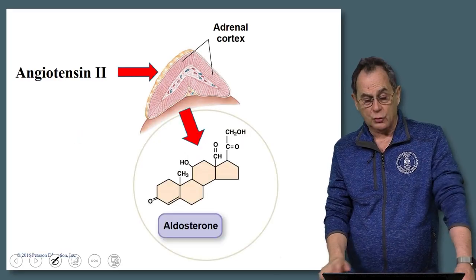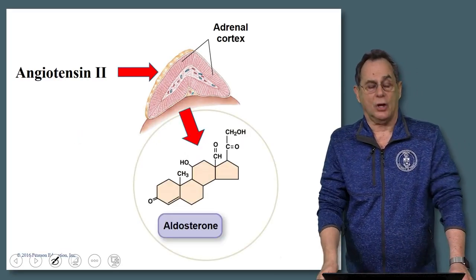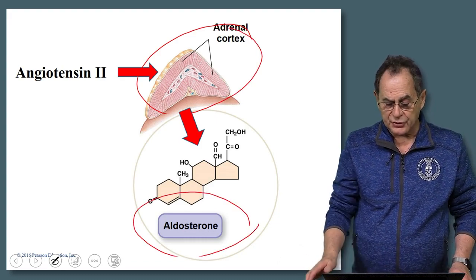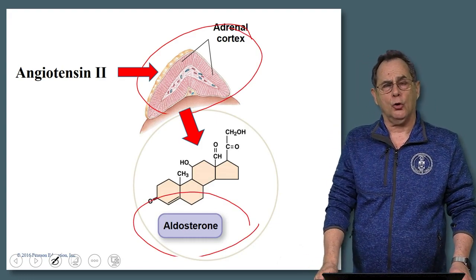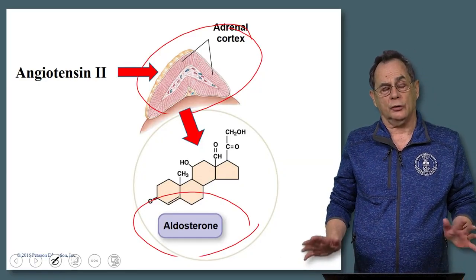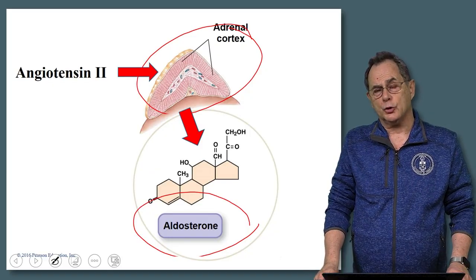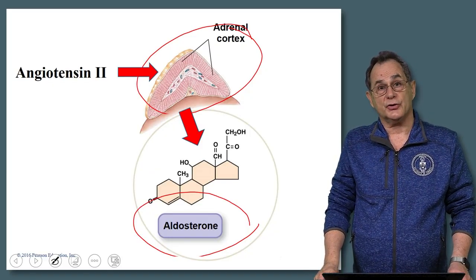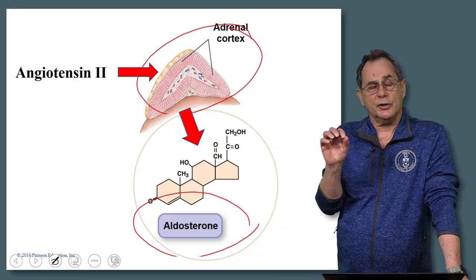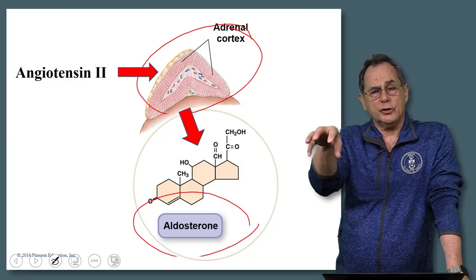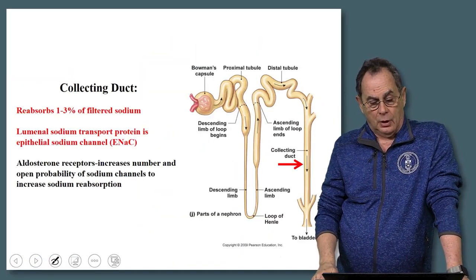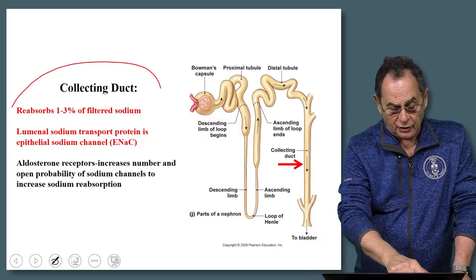Now, angiotensin II has another effect, and this effect is on the adrenal cortex, and it leads to the synthesis and release of a steroid hormone called aldosterone. Now, aldosterone is produced by glomerulosa cells within the cortex of the adrenal gland. So a consequence of angiotensin II is to go to the adrenal glands and lead to the secretion of aldosterone. Now, this brings us to the collecting duct.